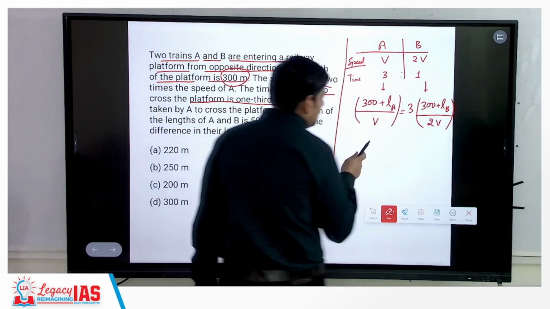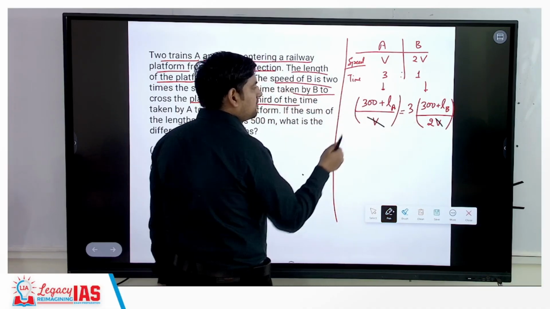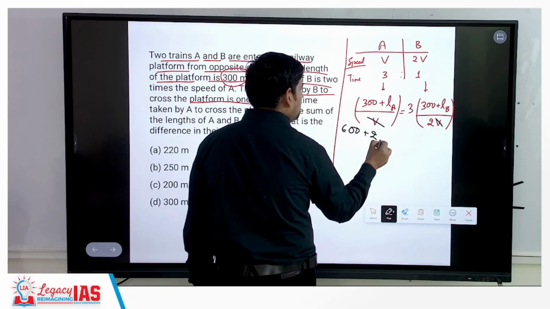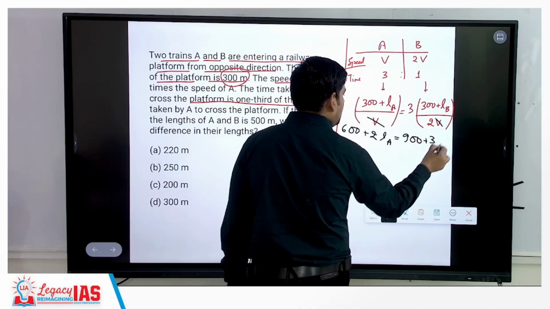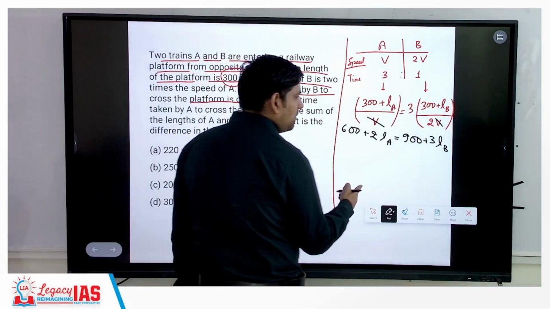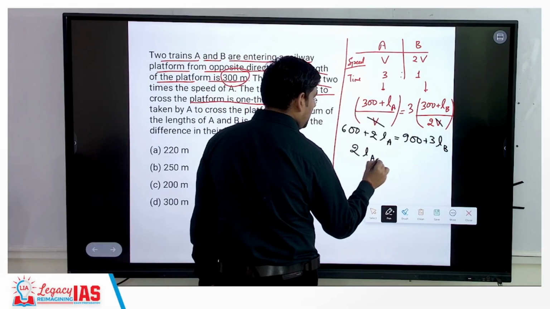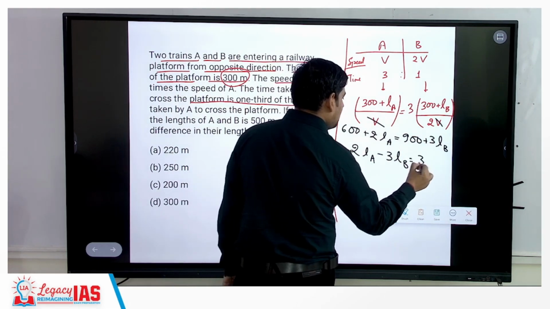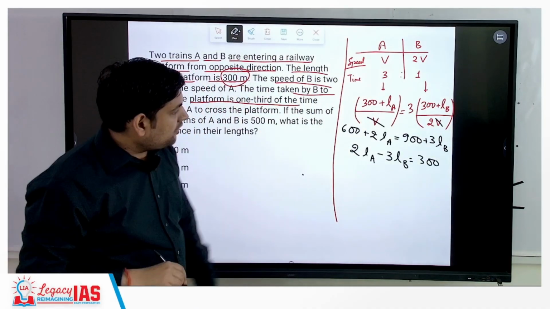Now simply, what you can do? You can cancel these out. V and V cancel, and cross multiply. What you will get is 2 into this: 600 plus 2 times length of A is equal to 900 plus 3 times length of B. Correct? From this, you can get 2 times length of A minus 3 times length of B is equal to 900 minus 600, 300. That's it. Now you have this equation.